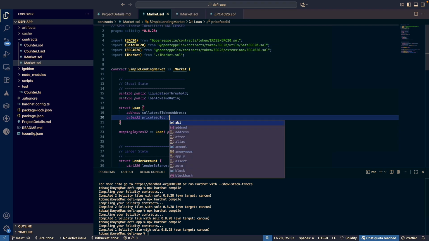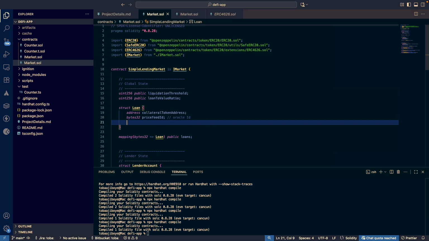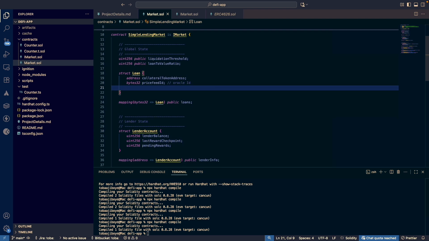This is the Pyth price. This is the Oracle ID. Before we integrate the Oracle, this is always going to be like an empty slot, you know.